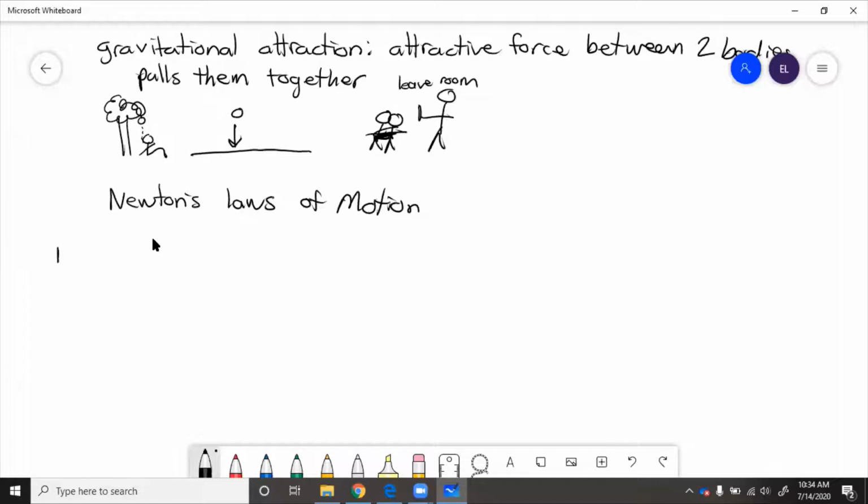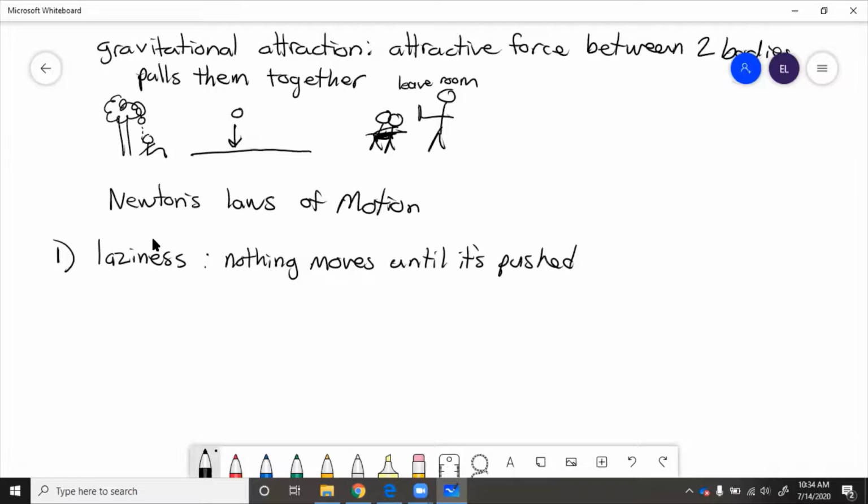The first one, this is the law of laziness. An object at rest will remain at rest unless it is acted upon by an outside force. So this means nothing moves until it's pushed. So when we say an object at rest, this actually means acceleration is 0. Velocity could be 0, or velocity is constant.